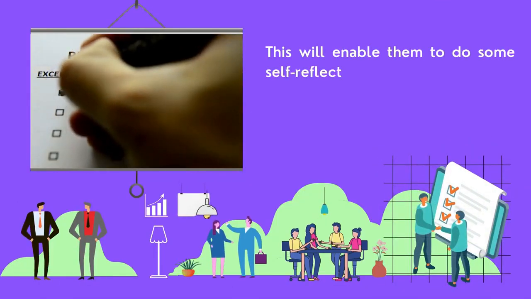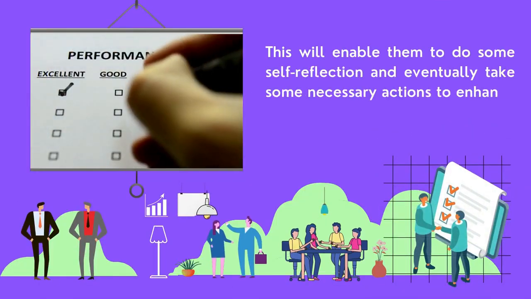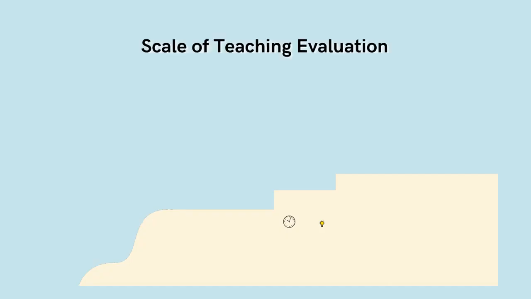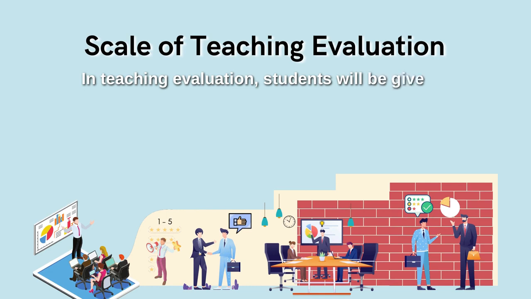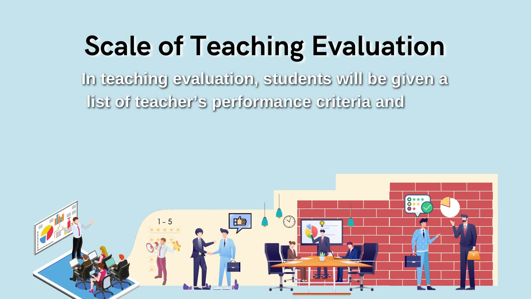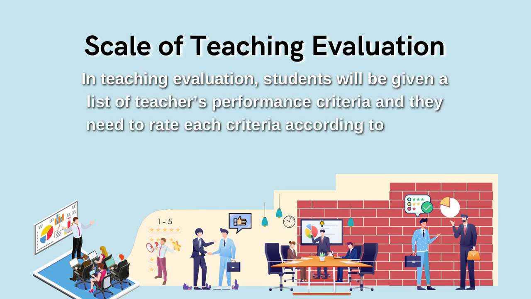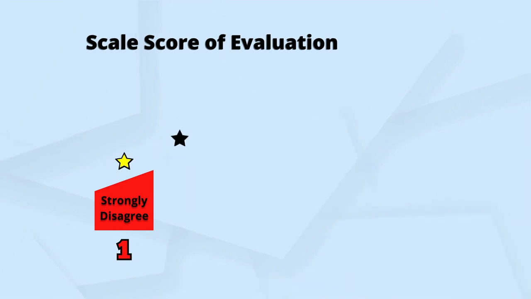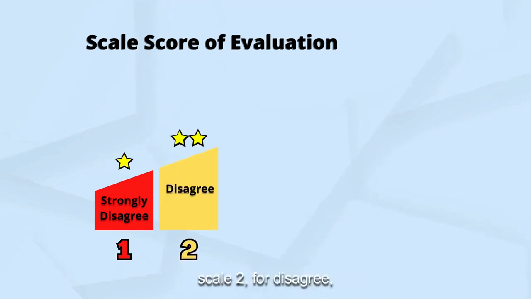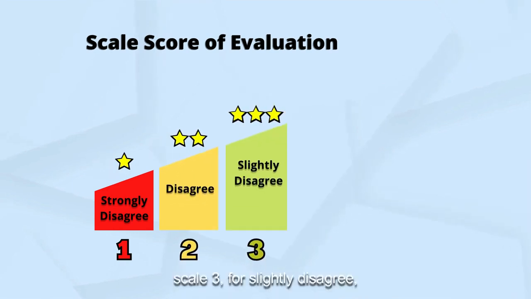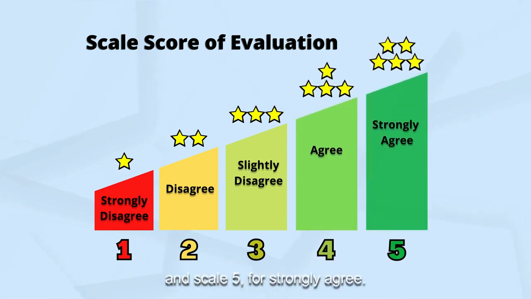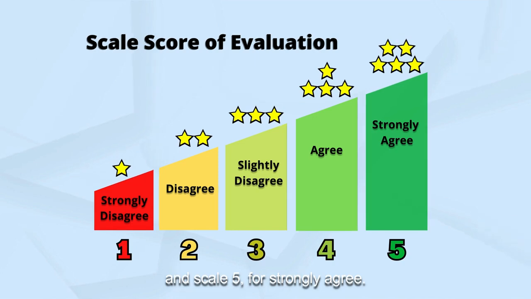This will enable them to do some self-reflection and eventually take some necessary actions to enhance their teaching performance in the future. In teaching evaluation, students will be given a list of teachers' performance criteria, and they need to rate each criteria according to a scale between 1 to 5. Scale 1, for strongly disagree. Scale 2, for disagree. Scale 3, for slightly disagree. Scale 4, for agree. And Scale 5, for strongly agree.